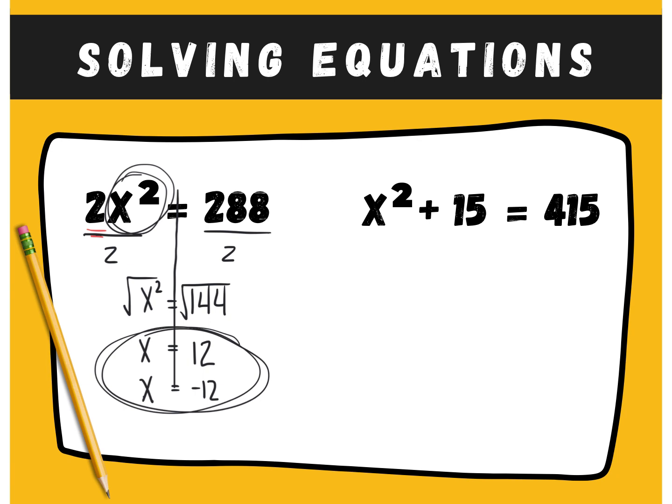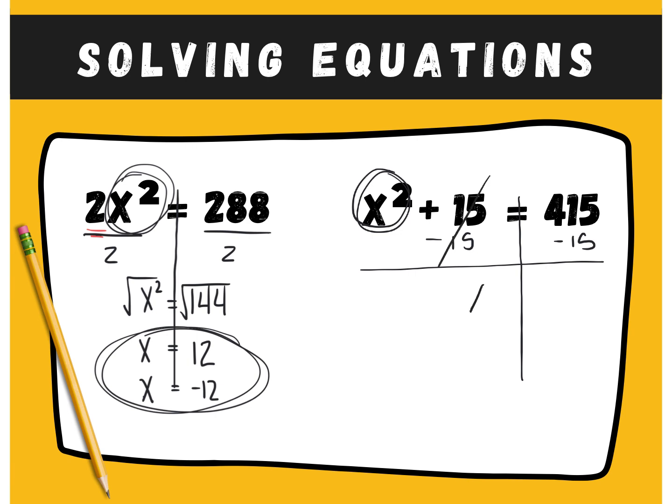On the right-hand side, I have a similar type of equation. I'm still trying to get x squared by itself first thing, which means I need to get rid of that 15. Just like when we solved linear equations, we're going to subtract 15 from both sides to see where that puts us. I know that 15 minus 15 is 0, so on the left-hand side, I'm left with just x squared. On the right-hand side, 415 minus 15 is just 400.